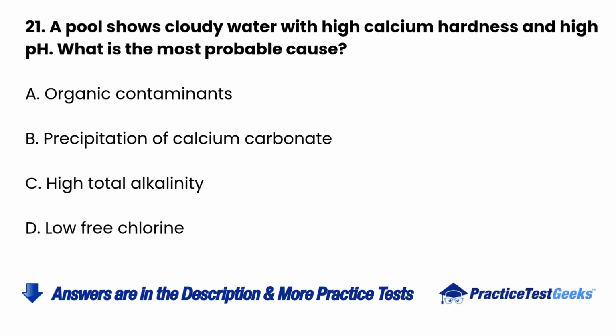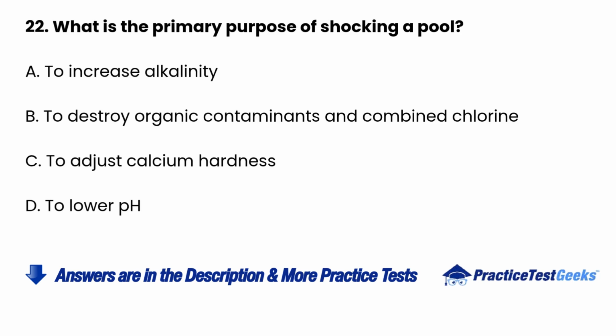21. A pool shows cloudy water with high calcium hardness and high pH. What is the most probable cause? A. Organic contaminants. B. Precipitation of calcium carbonate. C. High total alkalinity. D. Low free chlorine.